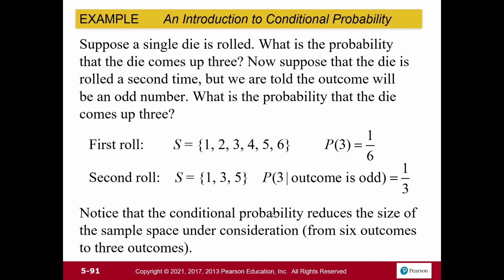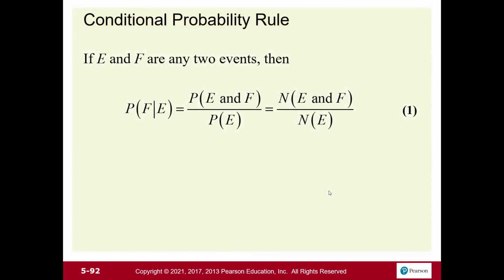Notice that the conditional probability reduces the size of the sample space under consideration. So if we limit our sample space, we have 3 different values. The outcome is odd, and then it's just 1 out of all 3, so 1/3. So if E and F are any 2 events, then the probability of F given E will be equal to the probability of E and F divided by the probability of E happening.